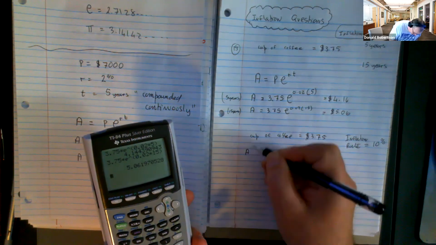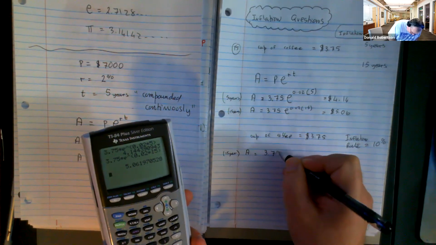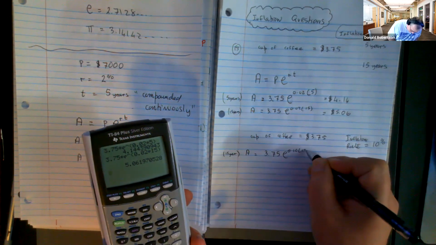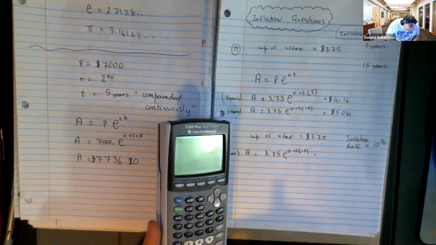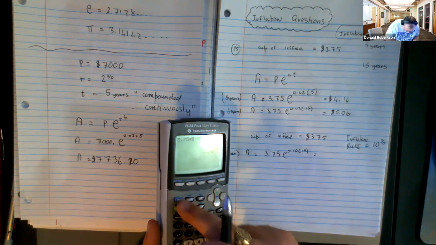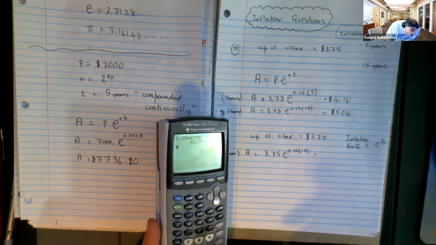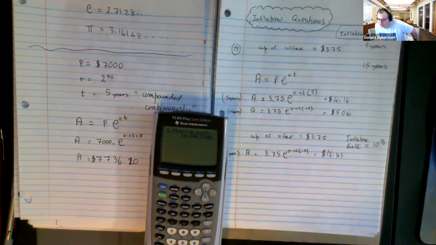Let's just do the 15-year one this time. We won't do both. So it's going to cost me $3.75 e to the, well, 10% is 0.10 times 15 years. In that country, this pretend country, $3.75 times e to the power of 0.1 times 15 years. Oh dear. $16.81. That's an expensive cup of coffee.